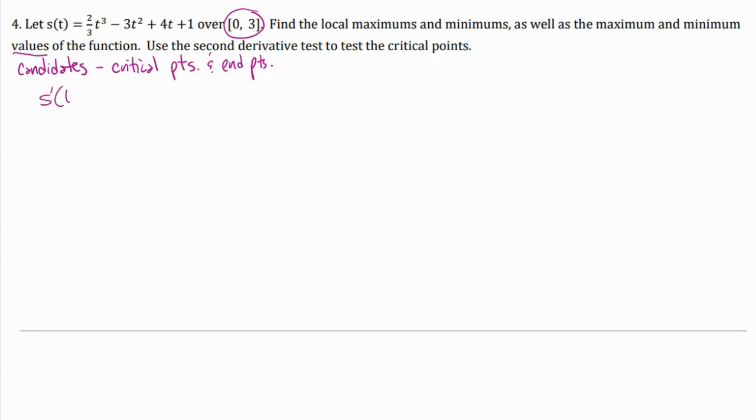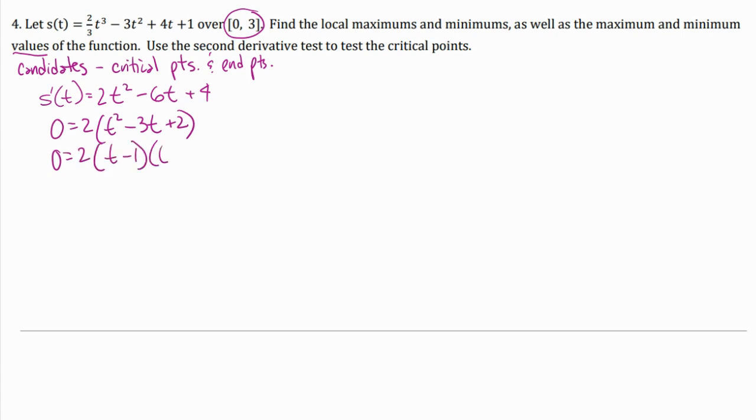S prime of t is equal to, multiply in front, 2t squared minus 6t plus 4. So let's find our critical points in order to find candidates for maxes and mins. Okay, so 0 equals 2 times (t minus 1) times (t minus 2). So t equals 1 and 2 are critical points. Okay, these are critical points.